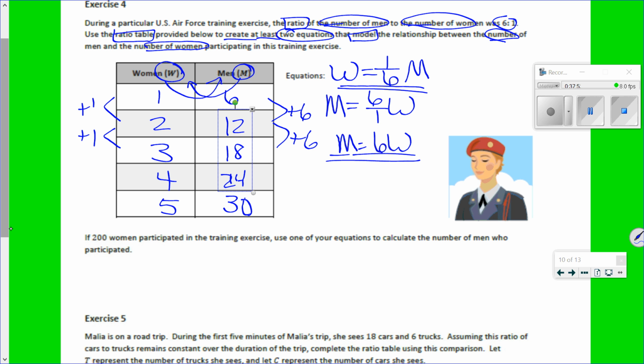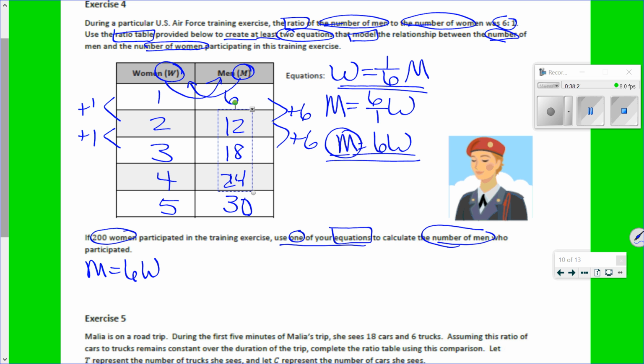The nice thing about having the equation is now we can do stuff like this next piece, where we go, if 200 women participated in the training exercise, use one of your equations to calculate the number of men who participated. So there's our question again, using one of those equations to calculate. Here's your key. I want to find the number of men. That means I need to use the equation where the men is by itself. Okay? So we're going to use our equation M equals 6W.